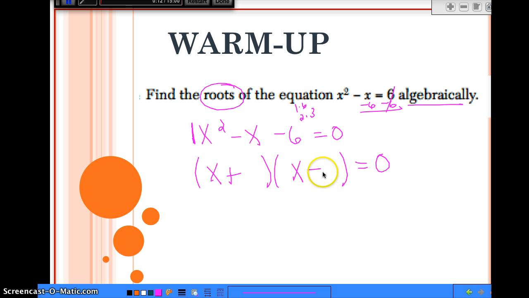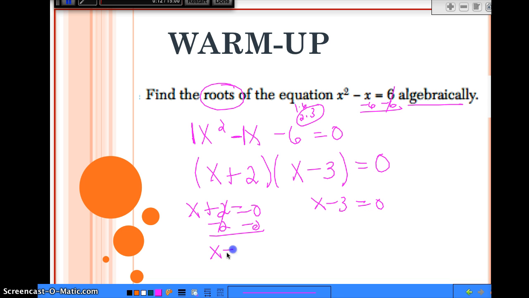Because your outers are going to be negative and your inners are going to be positive, that means you're going to have to subtract to get back to the middle term of negative 1x. That will force us to use these two. Put the larger factor with the negative. Then, once you factor it, make sure you do a quick mental check using FOIL, and then set each equal to 0. So separate them. Solve each.